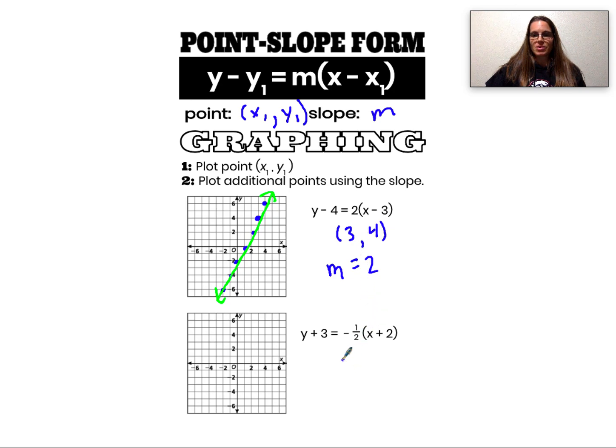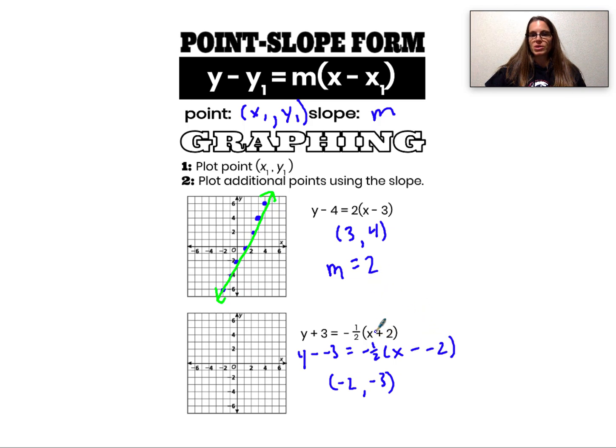Now, some people, including myself, don't really think too deeply about this. I just think, hey, the x-coordinate's the opposite of what's inside here. It's negative 2. The y-coordinate's the opposite. It's negative 3. However, if it really helps you to think that you're subtracting the x and the y-coordinates, you can rewrite this as y minus negative 3 equals negative 1/2 x minus negative 2.